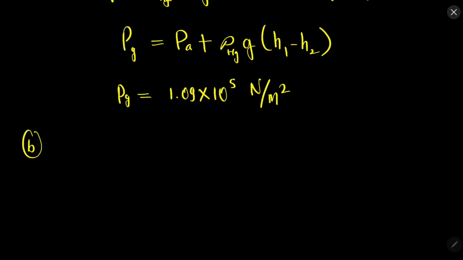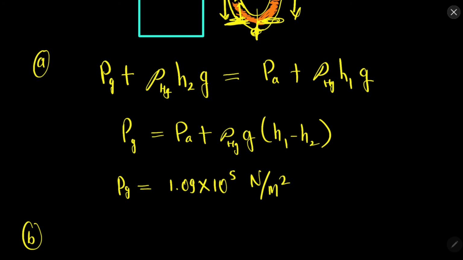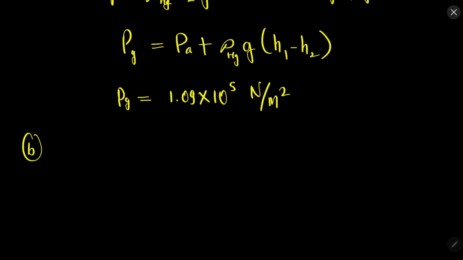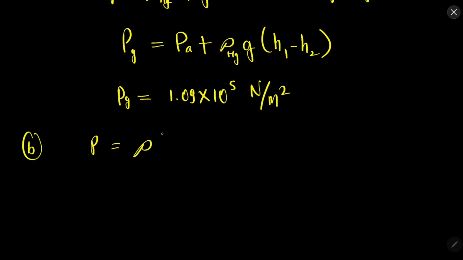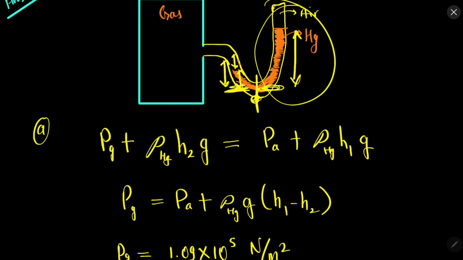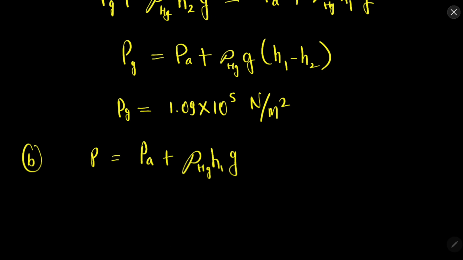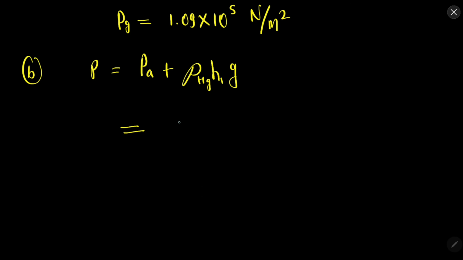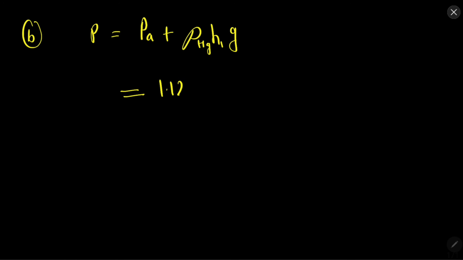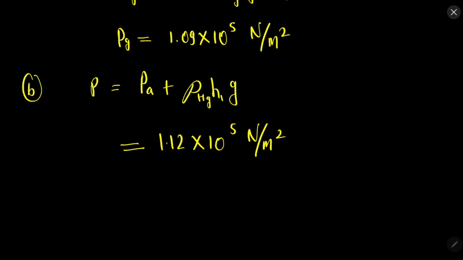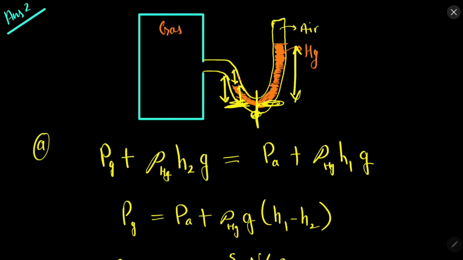In the second part we need to find the pressure at the bottom of the U-tube. Here the pressure will be pressure due to air plus rho g h into h1 into g. You can do it by this or you can do it by this, it will be the same. So it will come out to be 1.12 into 10 to the power 5 Newton per meter square or Pascal. So in the second case this will be the pressure. Just find the pressure by either this part or this part.